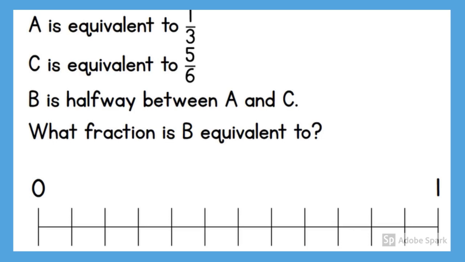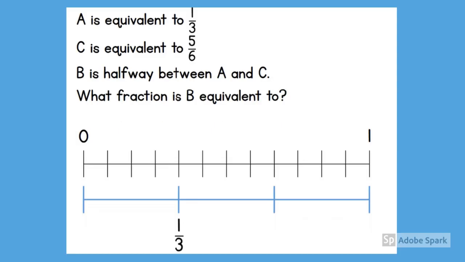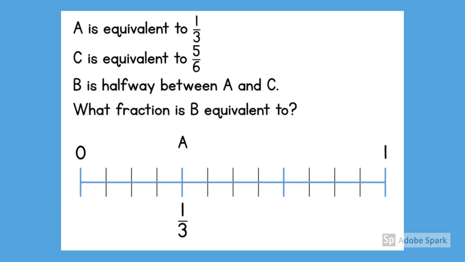Pause the video. So let's look at the first part to this question. A is equivalent to 1/3, but the number line has been split into 12 equal parts. Let's draw another number line and split it into 3 equal parts and compare it. We can see here that 1/3 is the same as 4/12. So now let's put the letter A to mark 1/3 on the number line.